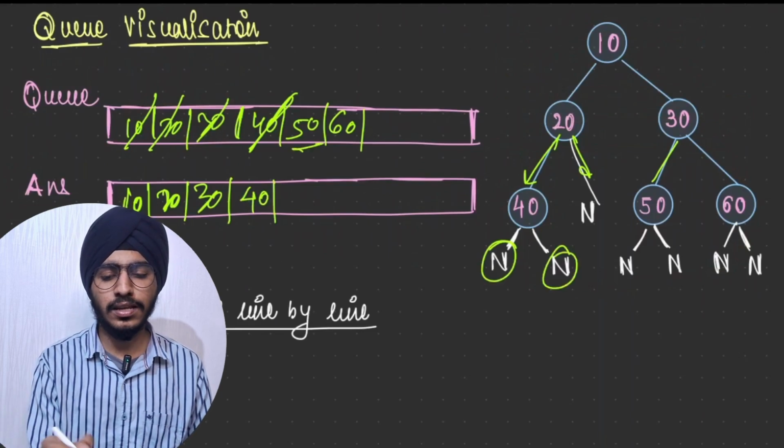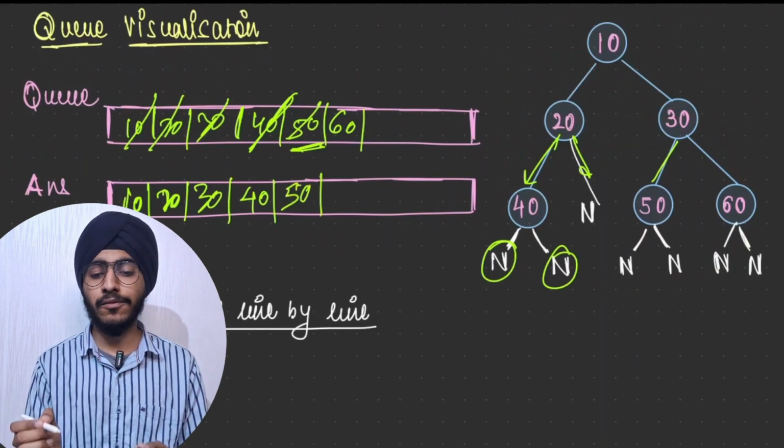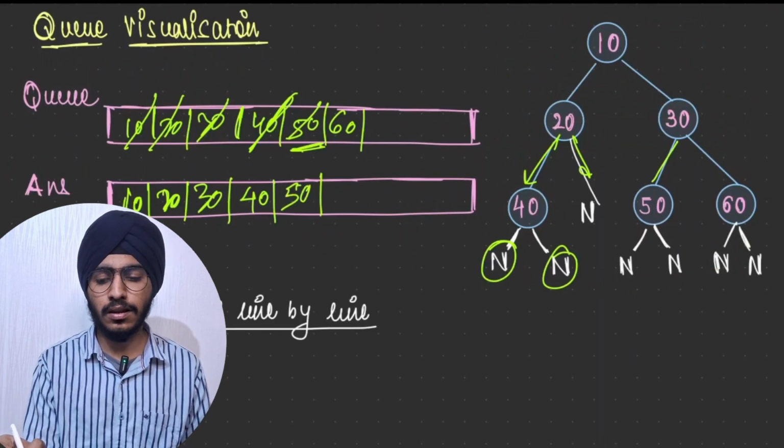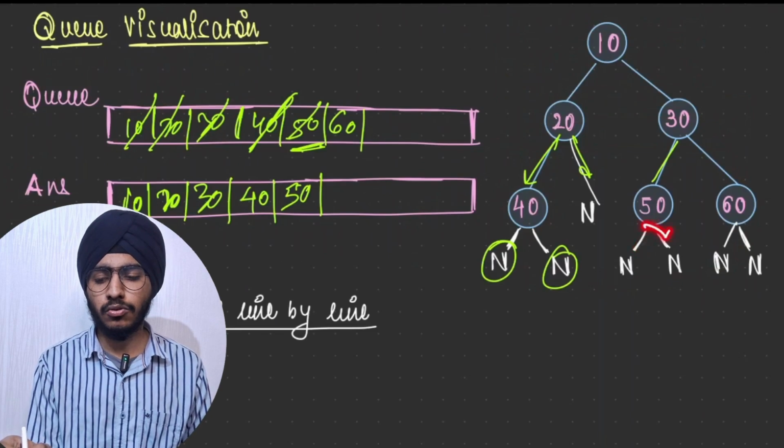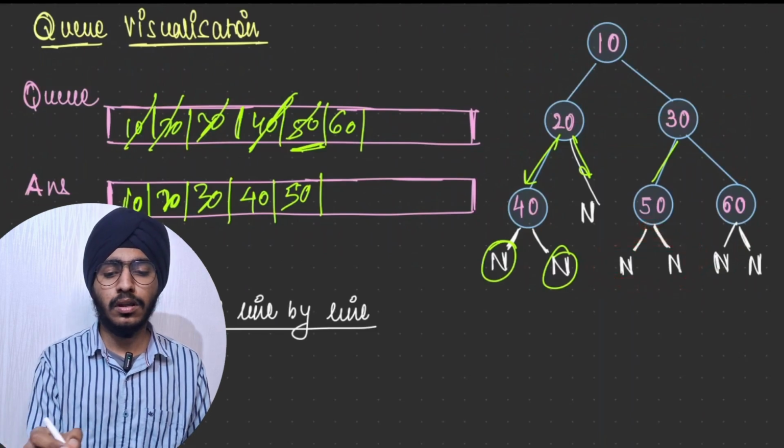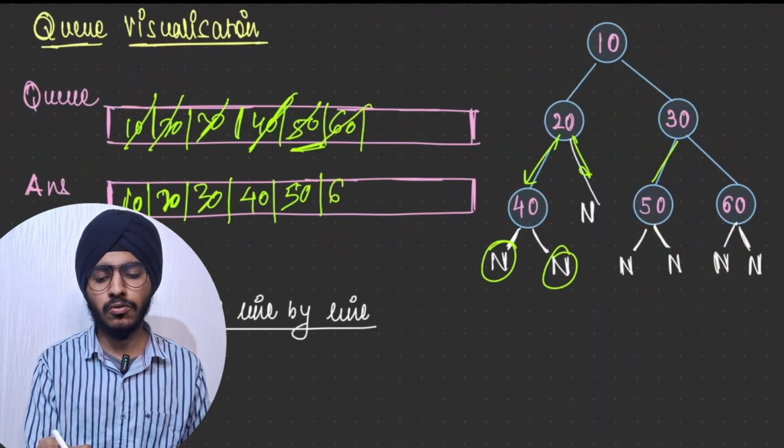Now we come to 50. 50 will be popped out. Push it into the answer. And 50 will say what is my left? Null. What is my right? Null. So nothing, we will not add anything. So now we come to 60. 60 will again say pop me out. Push it into the answer.